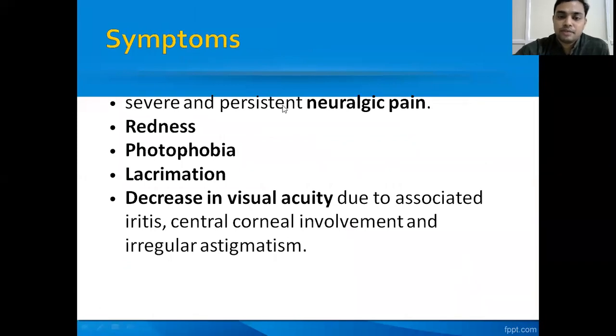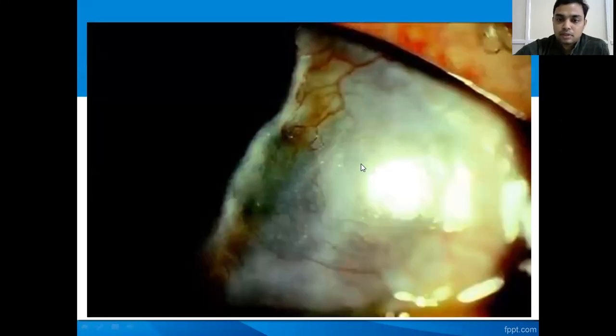What are the symptoms we see here? We see severe neuralgic pain, redness, photophobia, lacrimation, and decreased visual acuity. It may be associated with iritis, and rarely the central cornea is also involved with irregular astigmatism. That is because of the disturbance and distortion of the corneal surface, we see irregular astigmatism. So this is a picture. Here we see vascularization.